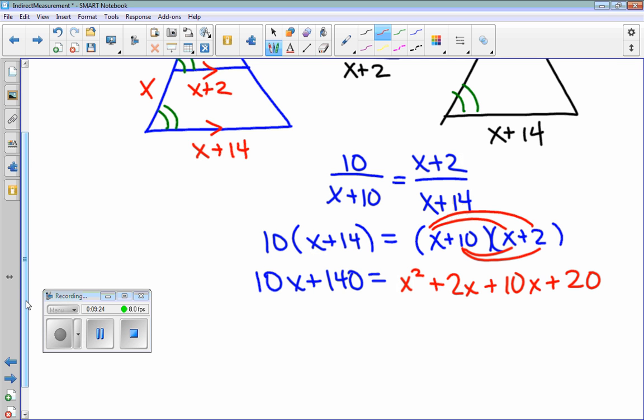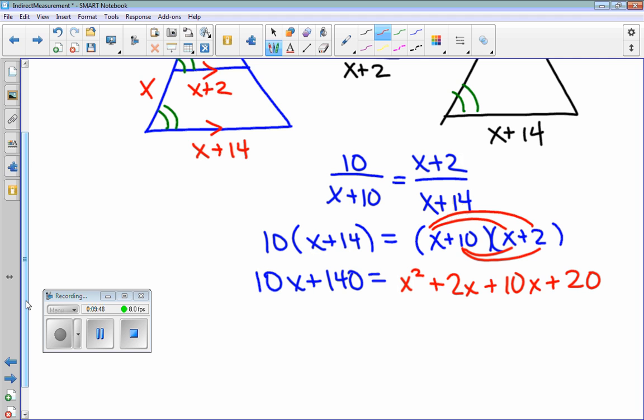Either one is okay, but one is preferable because if I moved everything to the left, what would happen to my leading coefficient? It would be negative, which makes it kind of hard to factor. It's okay to use the quadratic formula, though, but you've got negatives to deal with. I think it might be preferable to move everything to the right, so I don't have to worry about that negative in the front. So that's what I'm going to do.